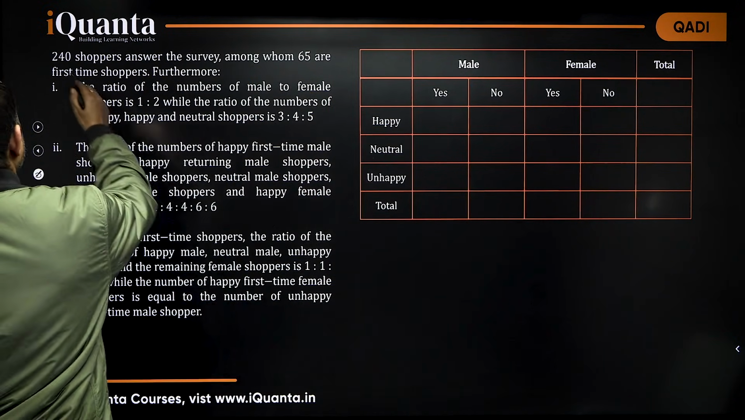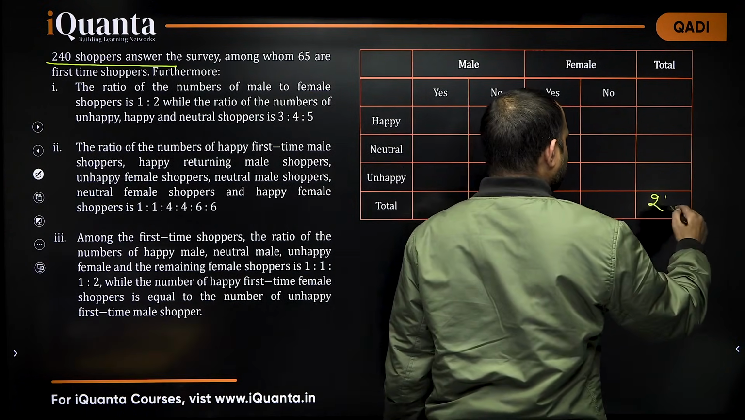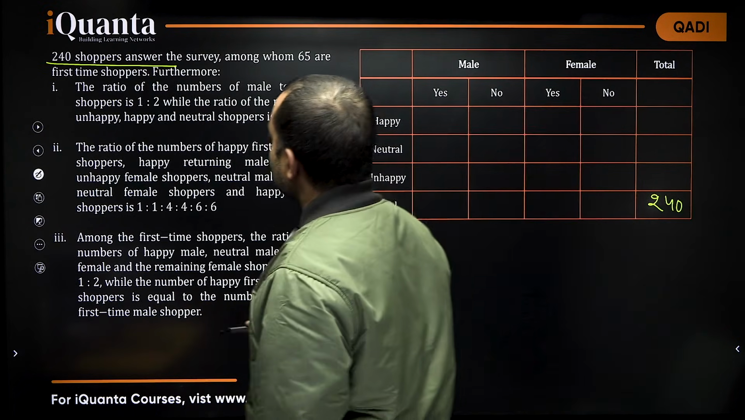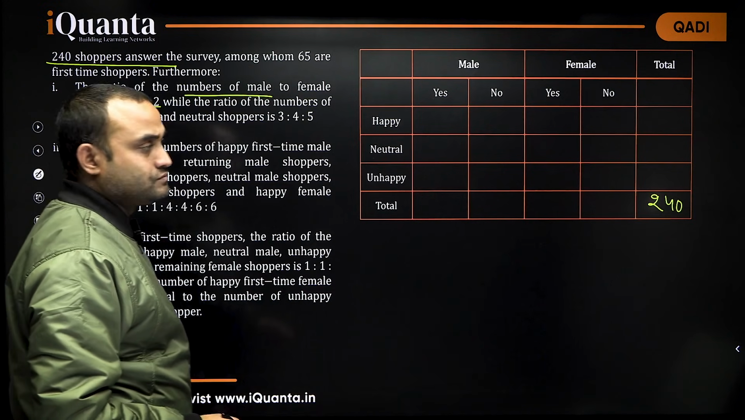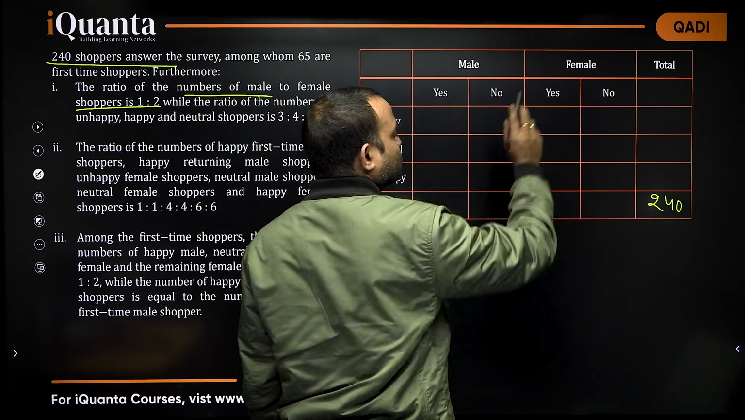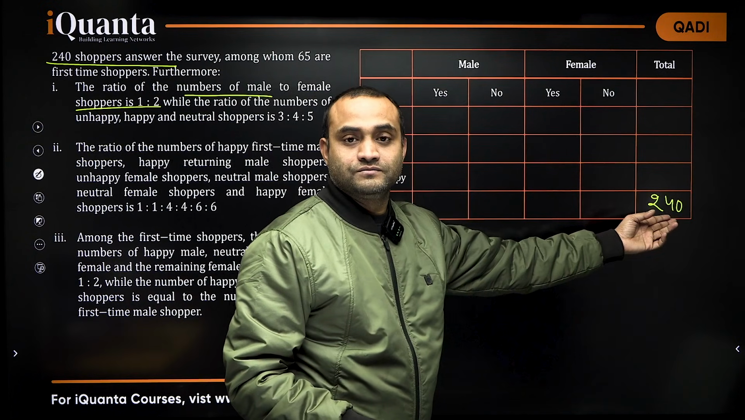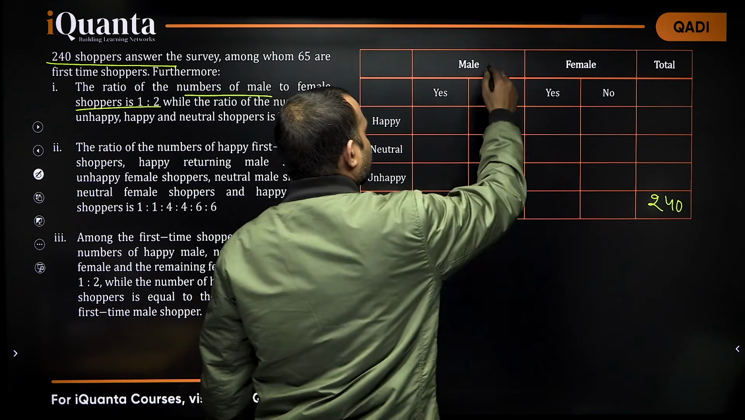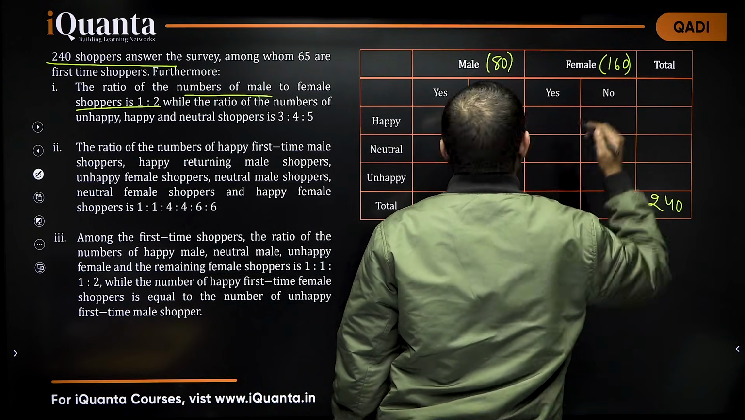Then it says 240 shoppers answer the survey. Total is 240. The ratio of number of male to female shoppers is 1:2. If male is X, female is 2X. Total 3X. 3X is equal to 240. So X is equal to 80. Number of male shoppers is 80. Number of female shoppers is 160.